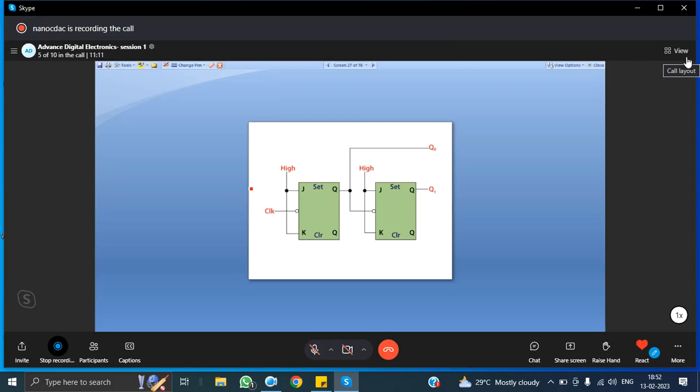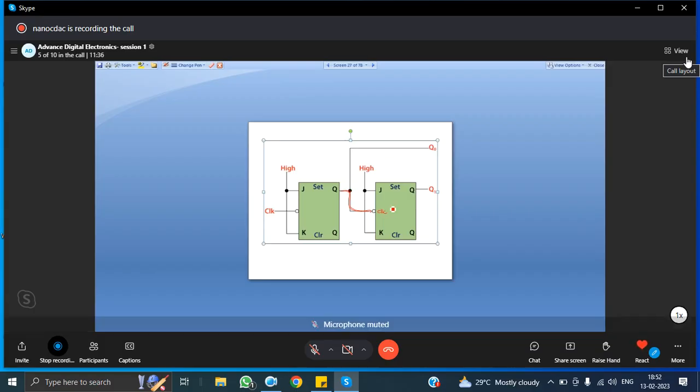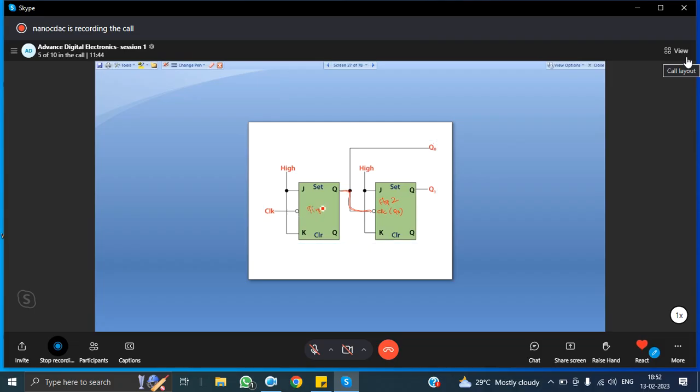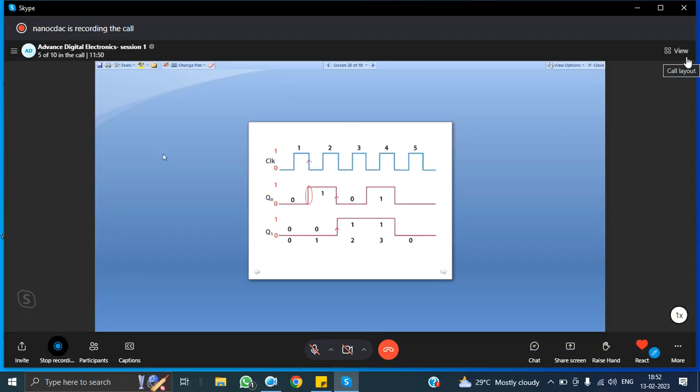Whatever values you are getting, Q0 is acting as a clock to flip flop 2. Okay, this is the clock. And this is the timing diagram.